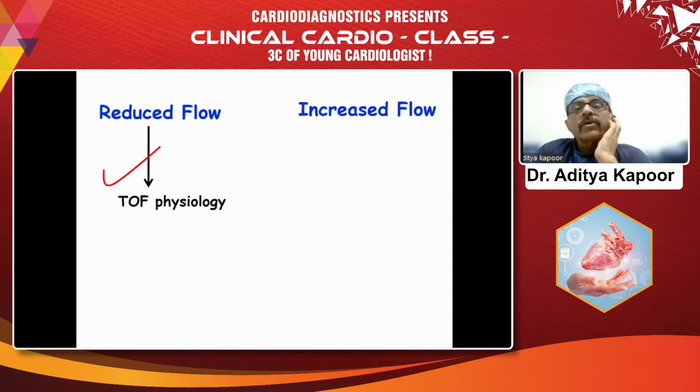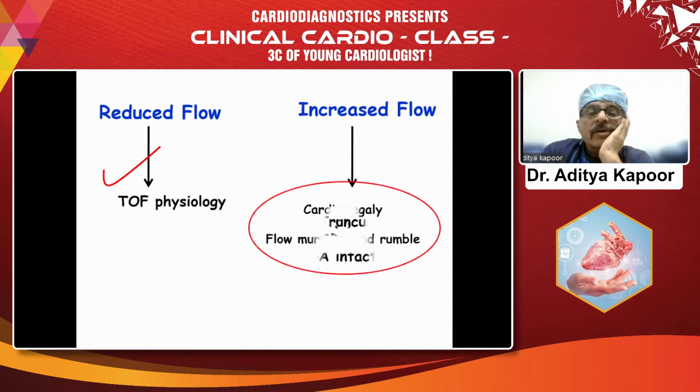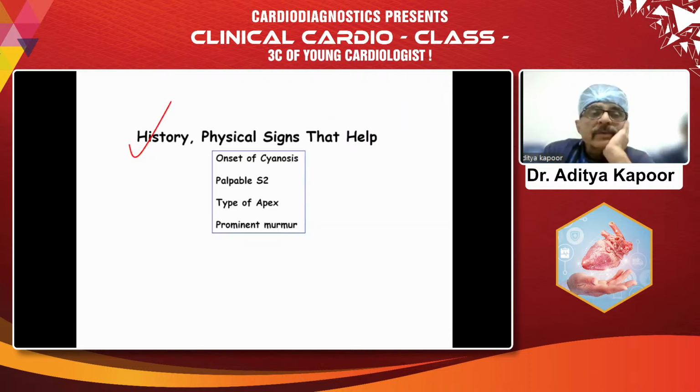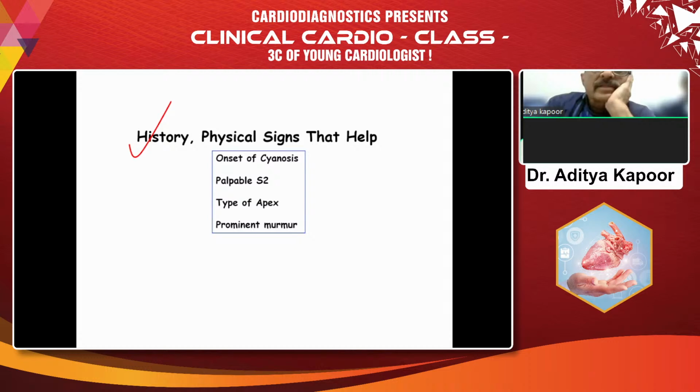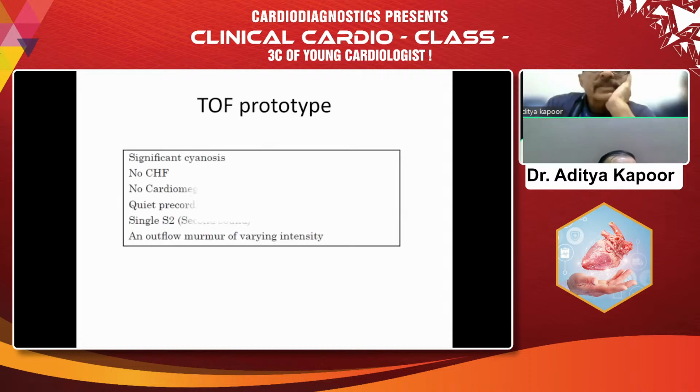So reduced flow ho gaya, increased flow we will not discuss too much because TAPVC, truncus, AVSD, no PS. These are all in increased flow. So you will have cardiomegaly, S3, flow murmurs and rumble. But TOF physiology, ज़्यादातर exam में आता है, so you should be very, very well versed with TOF physiology. So these are the things, history, physical signs हमने discuss कर लिया. Quickly we'll move on to the ECG.